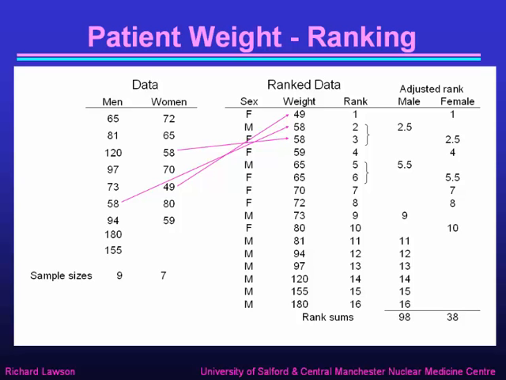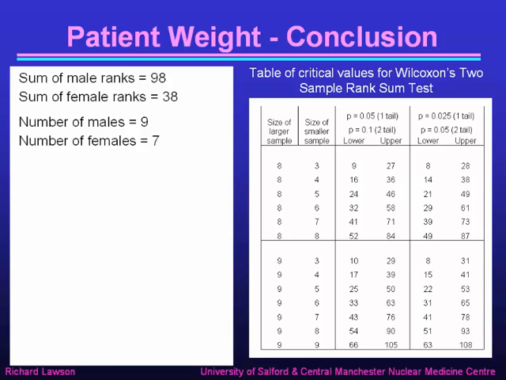Then we add up all the ranks. The sum of the male ranks comes to 98, and the sum of the female ranks comes to 38. So it looks like the men are mainly at one end of the ranking, with the higher ranks, and the women down the other end. So we just need to see if that's significant.